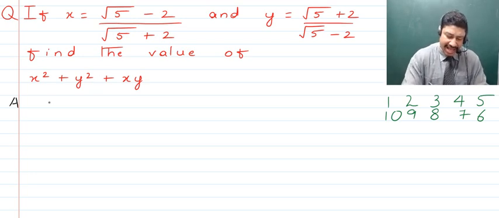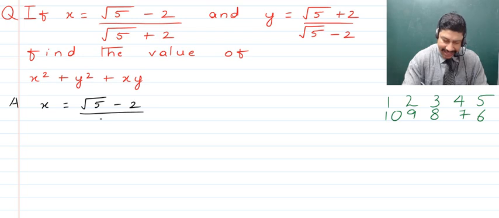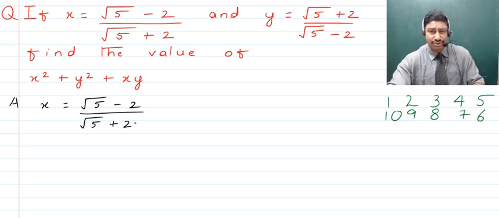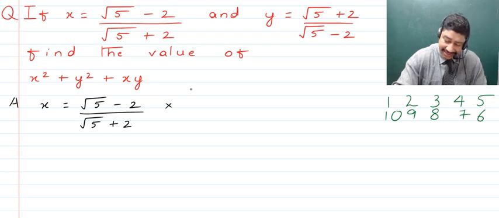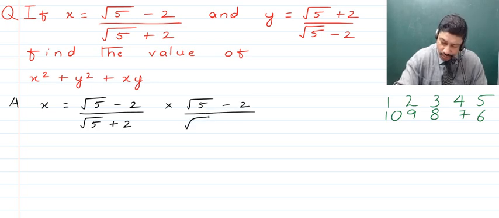Okay, children, so here we have x, which is equal to root 5 minus 2, and in the denominator we have root 5 plus 2. So as you know, in the denominator you have an irrational number which is a binomial, right? So what you require to do is multiply with the conjugate of the denominator. So this is going to be multiplied with root 5 minus 2, and in the denominator also we will have root 5 minus 2.